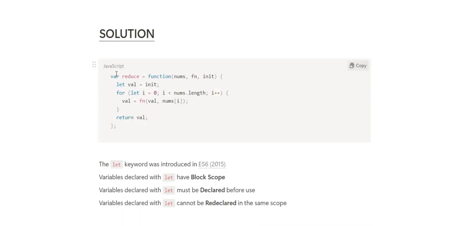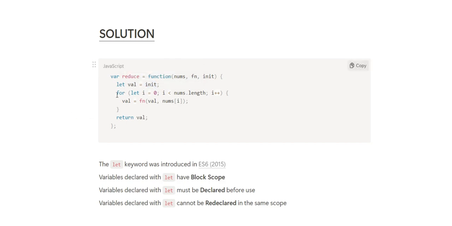Now let us go through the solution. Initially you are creating a variable named reduce. Then you're assigning it a function with three parameters: the integer array nums, the second parameter fn, that is the reducer function, and the third parameter init. You're creating a let variable named val, and you're assigning it the init. So whatever is there in init will be transferred to val.